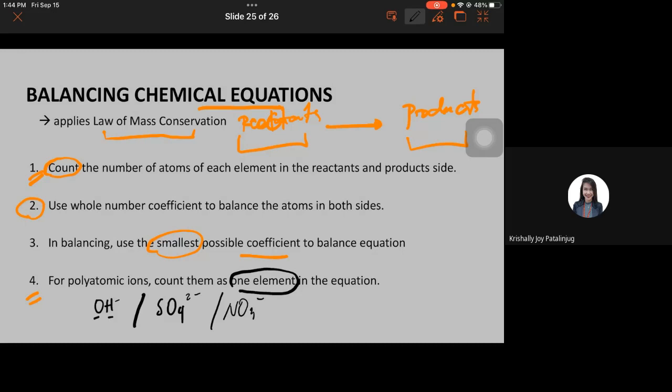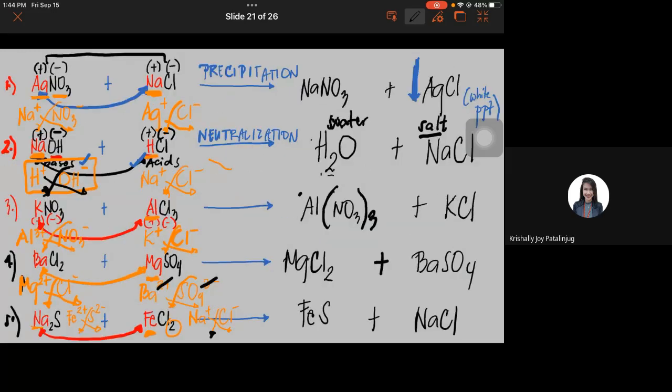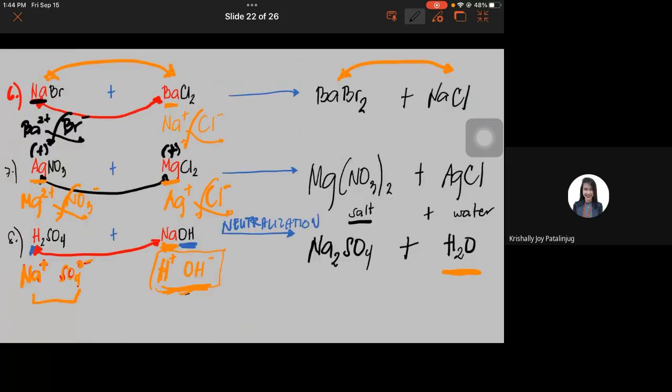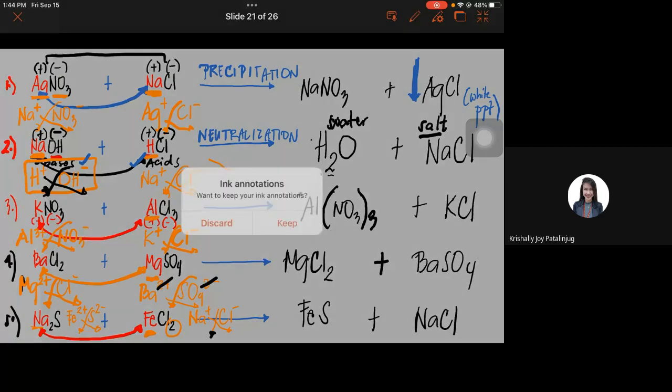balance, no, the equation. So let's try to go back with these chemical equations wherein we predicted earlier their products, diba? This time, our focus is balancing these equations. So let me erase first the writings.